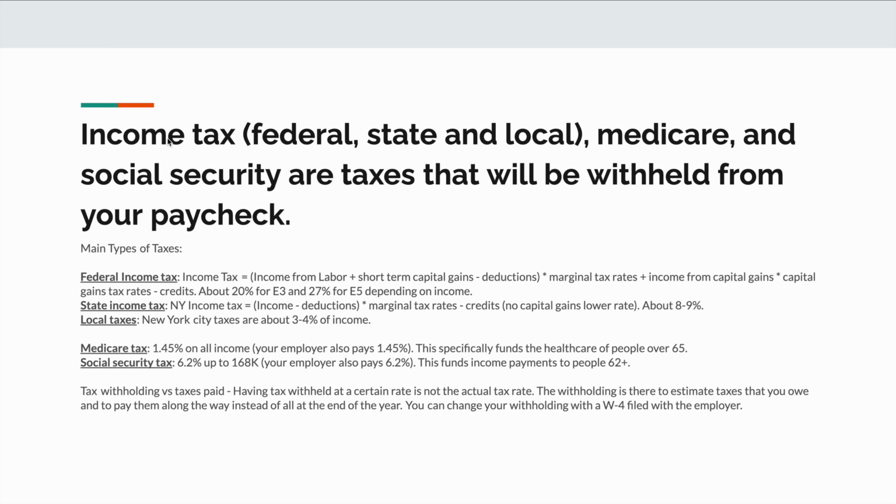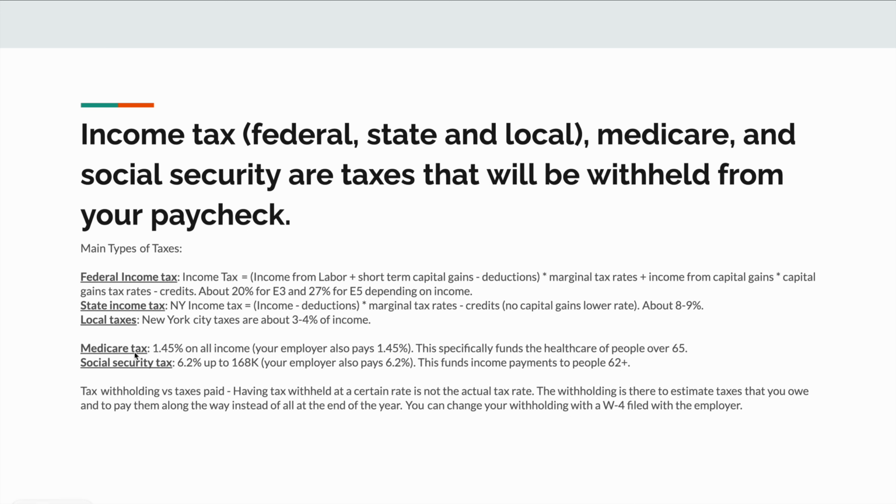So these main taxes, income tax, Medicare, Social Security, are taken out of your paycheck. They're withheld. With income taxes, generally, the more that you earn, the more you're going to have to pay in taxes. And there's various percentages for these. At E3, you're paying about 20%. Then for state, it's somewhere around 8 or 9%. And then for city, it's maybe 3 or 4%. So these state and local tend to be about the same percentages. But federal can go up quite a lot, depending on how much money you have.